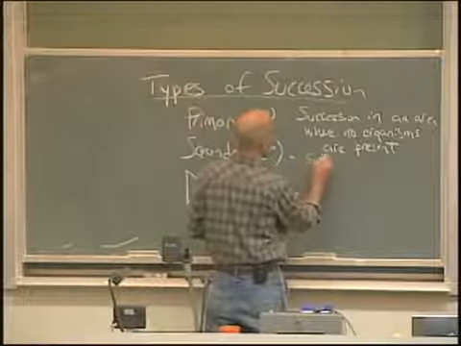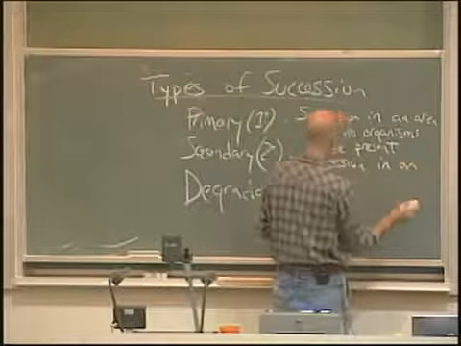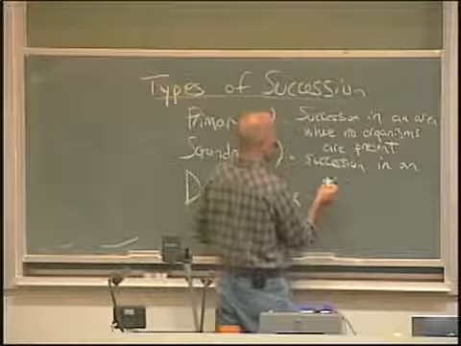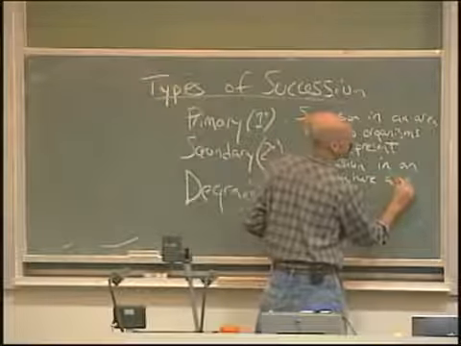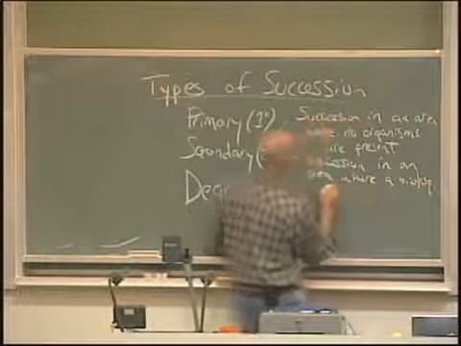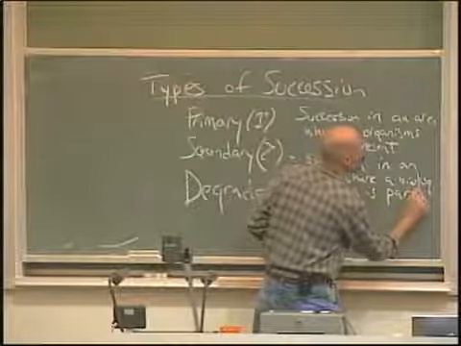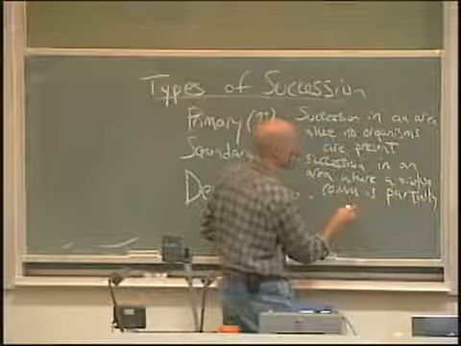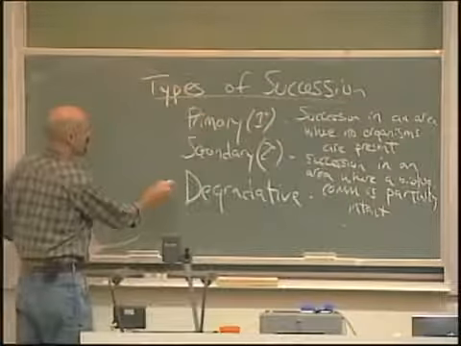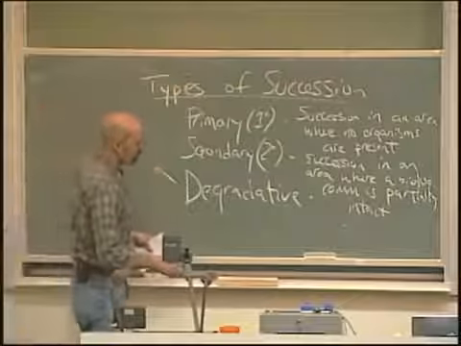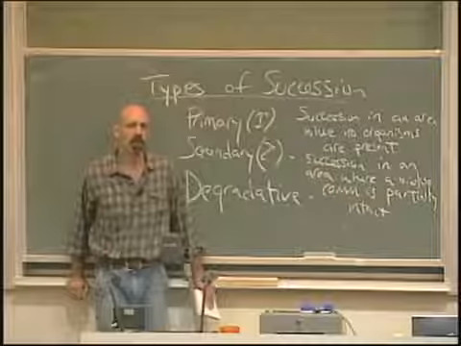Secondary succession is just succession in an area where a biological community is partially intact. And you won't be able to read that, so I'll say it. In an area where a biological community is partially intact. That's secondary succession. Degradative succession, what do you think that is? Where might that occur?